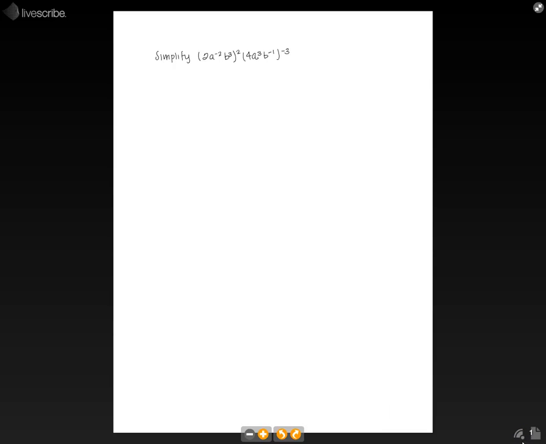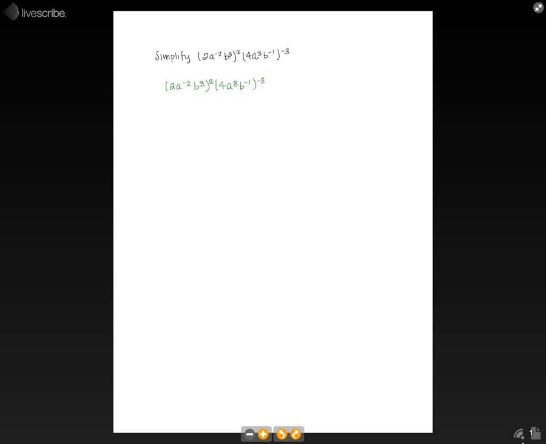In this pencast, we're going to be learning about negative exponents. So this problem says simplify (2a^-2 b^3)^2 times (4a^3 b^-1)^-3. Alright, so let's rewrite the problem right here: (2a^-2 b^3)^2 and (4a^3 b^-1)^-3.